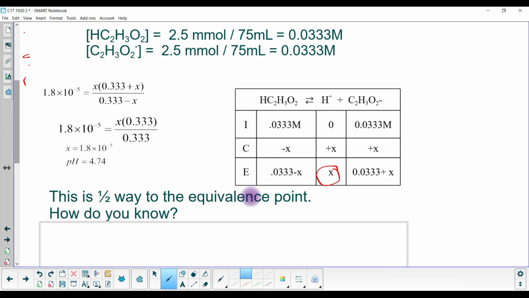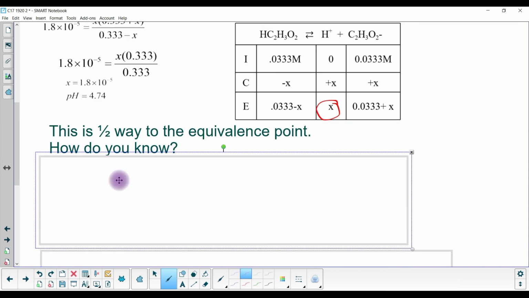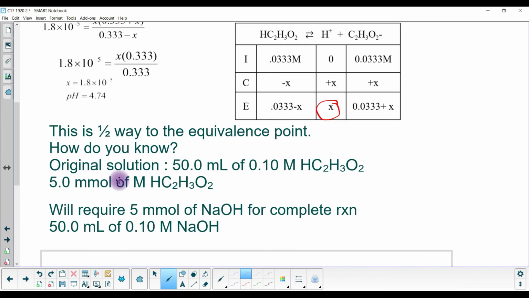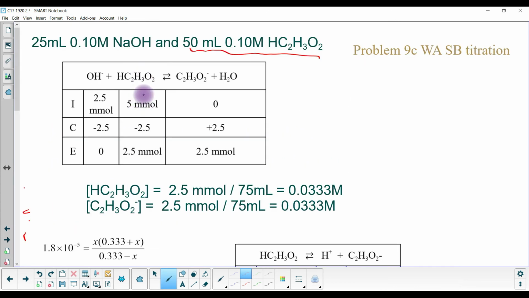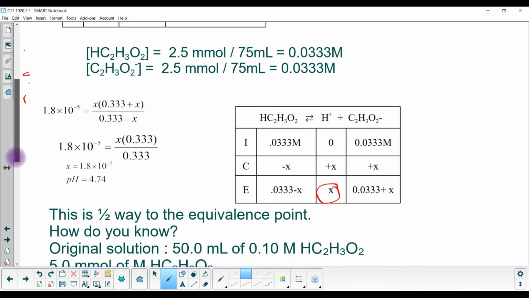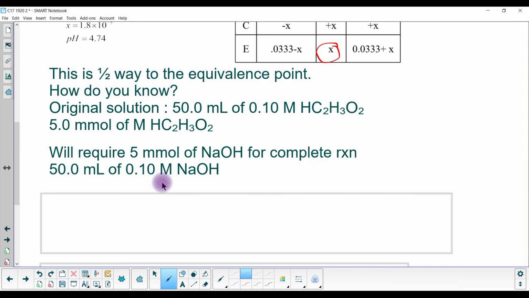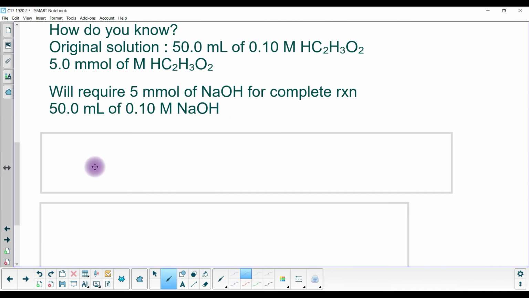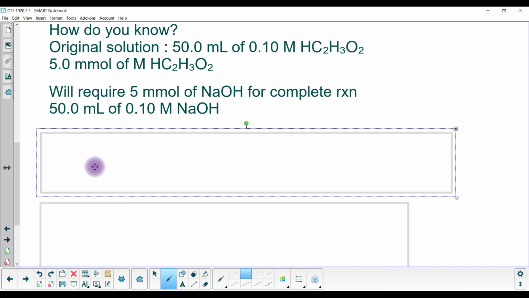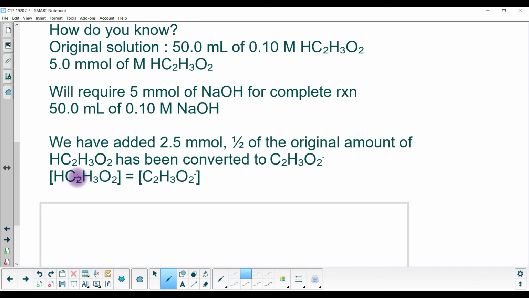This is halfway to the equivalence point. How do I know? You can look at the titration graph, but you can also look at your values. We started off with 5 millimoles of my acid, and we have reacted 2.5. So that is halfway exactly to the equivalence point. I'm going to need 5 millimoles for the complete reaction, so my 2.5 millimoles tells me that I am halfway to the equivalence point. We have equal concentrations of a weak acid and its conjugate base.